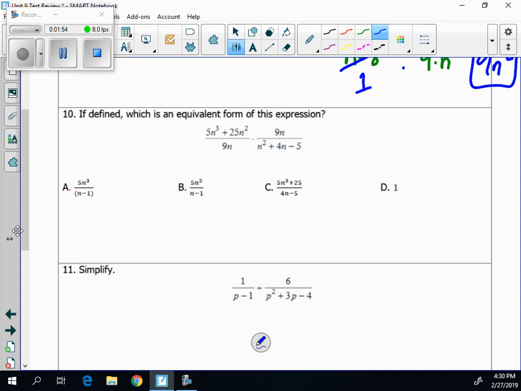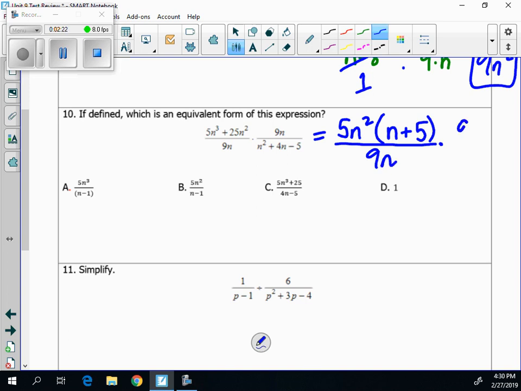On to number 10. Number 10, we're doing the exact same thing as multiplication. We're looking at every numerator we factor, every denominator we factor. When we start factoring, we always look for the greatest common factor. In the first fraction's numerator, the greatest common factor is 5n squared. We divide each term by 5n squared, leaving us with n plus 5. The denominator is 9 times n, so they're already factors, 9 and n.